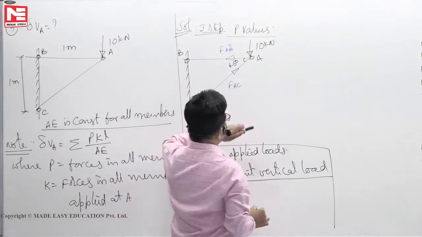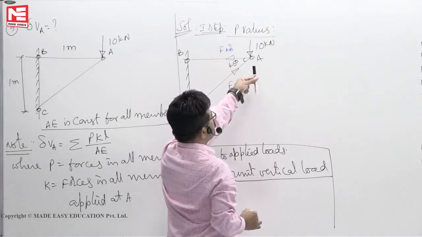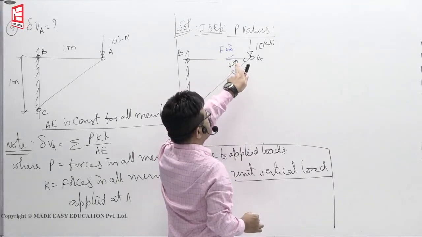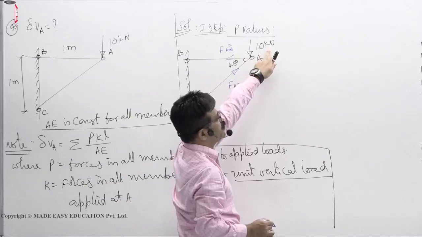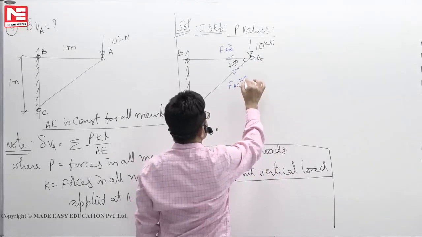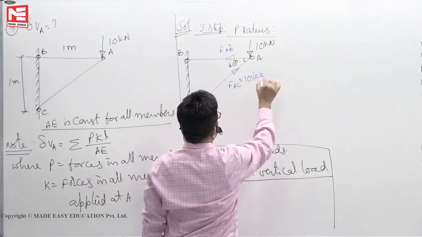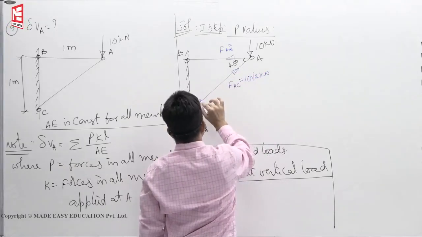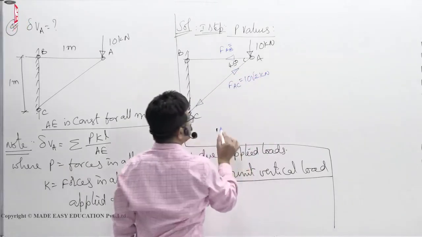Now we want to find FAC. You write for sigma y = 0: FAC sine 45 minus 10 is equal to 0. So FAC is 10 by sine 45. That means 10 root 2 kilonewton. If the arrow is towards the joint here, here also it should be towards the joint.